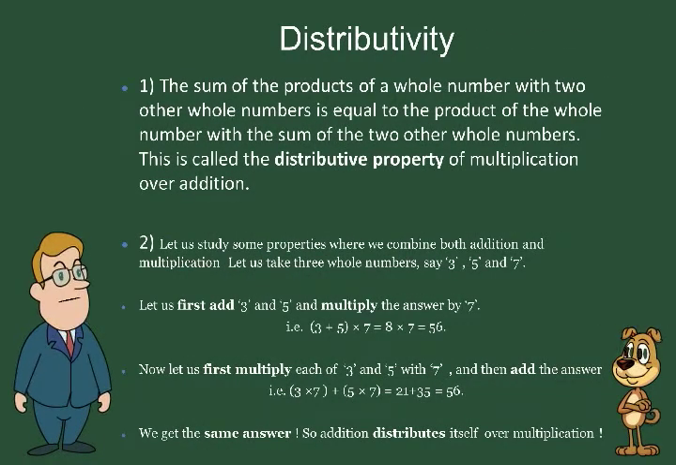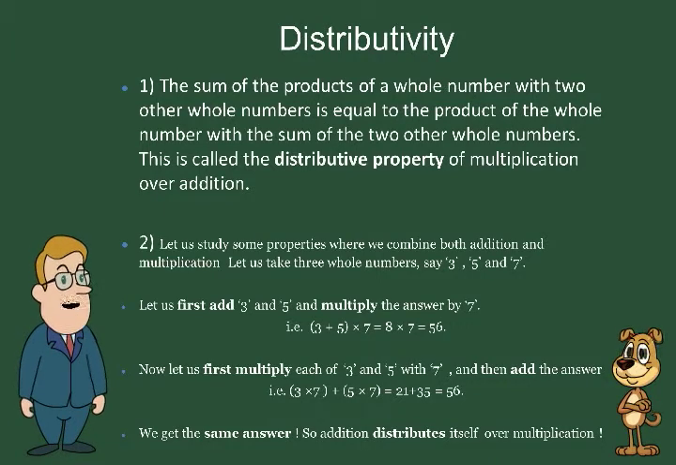Distributive property. The sum of the products of a whole number with two other whole numbers is equal to the product of the whole number with the sum of the two other whole numbers. This is called the distributive property of multiplication over addition.